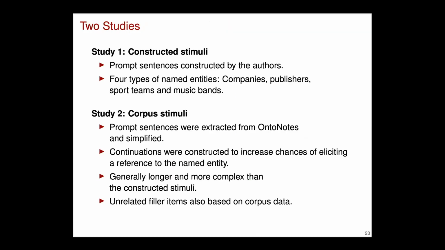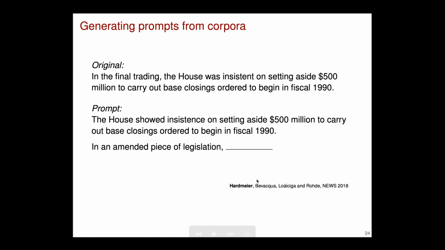We ran 2 different studies in this style, one of them with constructed stimuli, where we basically made up those prompt sentences ourselves, and the other one where we tried to use corpora. So we extracted candidate sentences from corpora and simplified them a bit and used those. And this gives us 2 studies that are very similar but have slightly different prompt material.